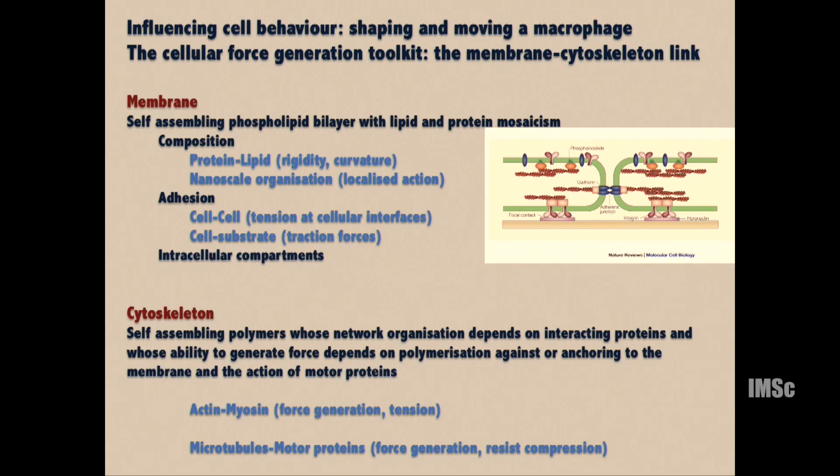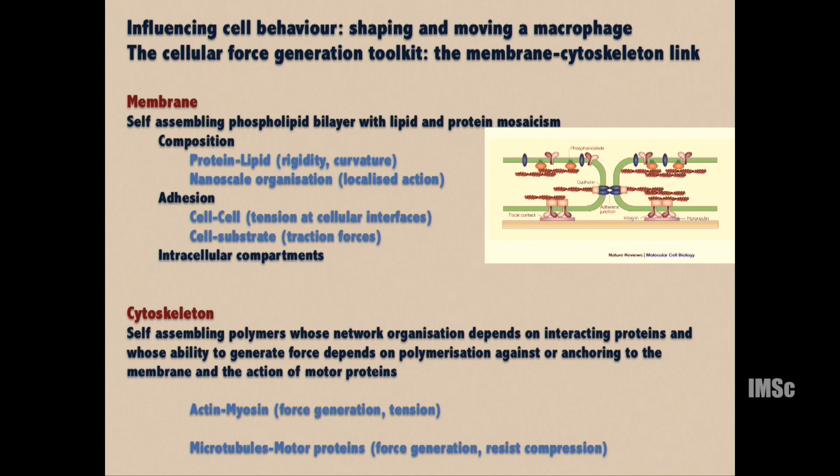So, with a little bit of introduction to what this actually involves, it involves changes in the physical properties as well as the geometry of the membrane. And the membrane is just a self-assembling phospholipid bilayer with lipid and protein mosaicism, meaning you have islands of lipids of one kind, small nano domains of proteins of different kinds, and so on. And the composition, the protein-lipid composition, contributes to physical properties of the membrane, including rigidity and curvature.